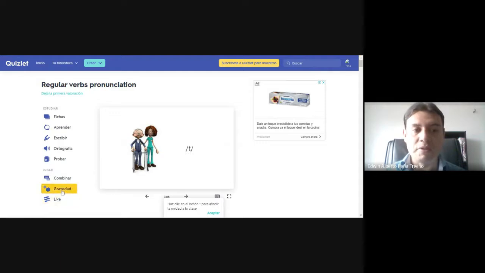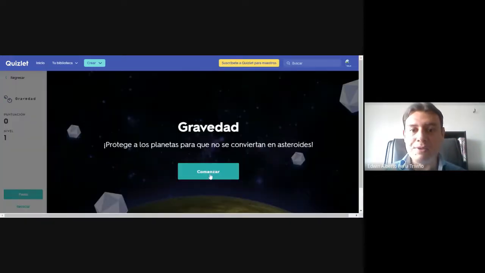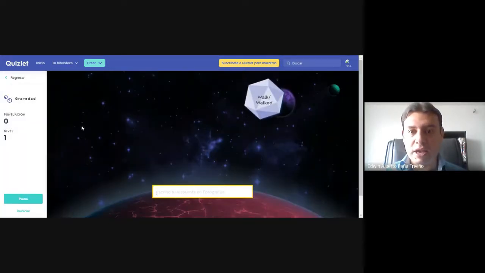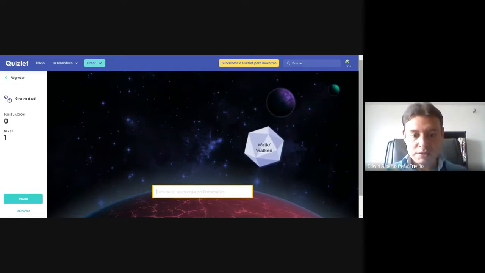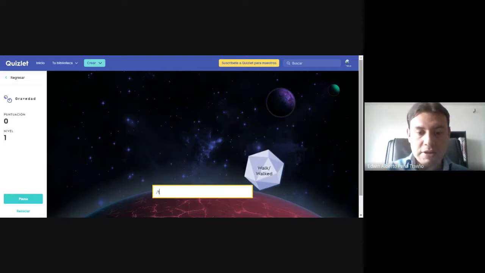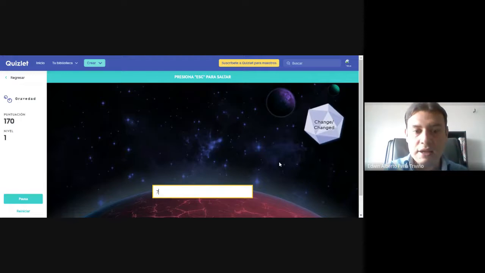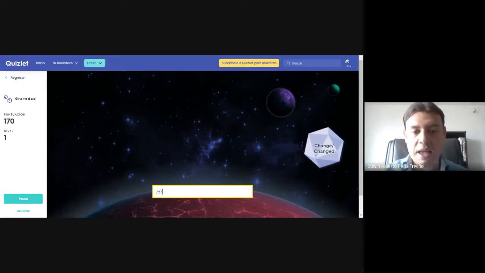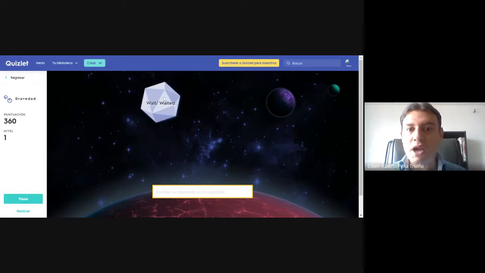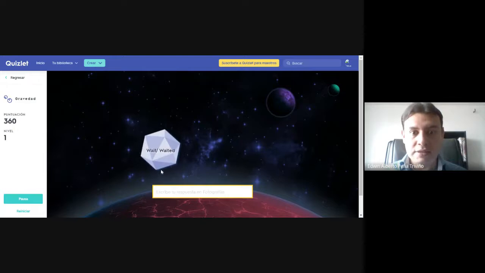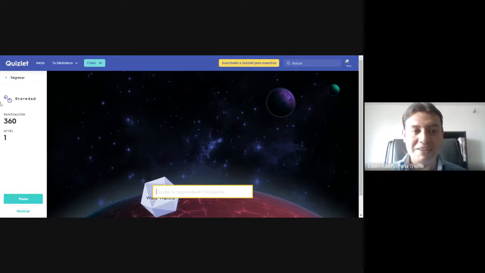You can play, for example, Gravity, and in Gravity, you're going to see some asteroids falling, and you have to use the corresponding ending. In this case, it's a T. What do you think? Yes, it's a T. In this case, changed, it's a T. So you have to type the D or the T, and the asteroid disappears and you get more points. If the asteroid falls, you're going to lose. So be careful with that.